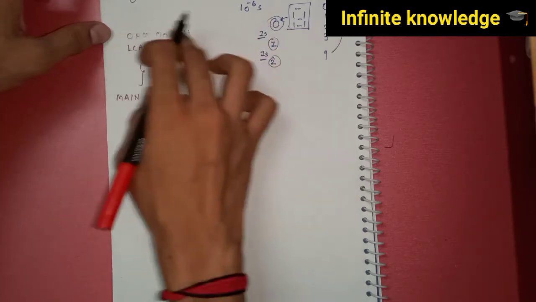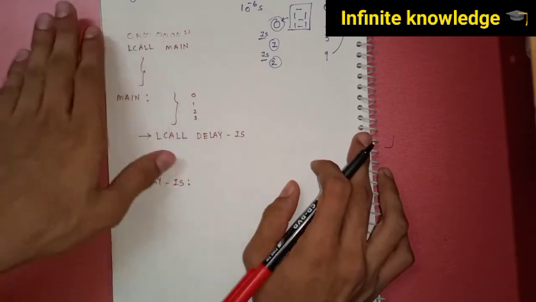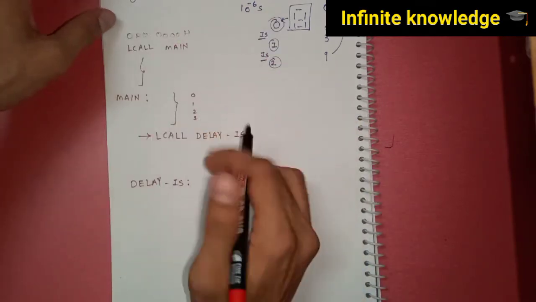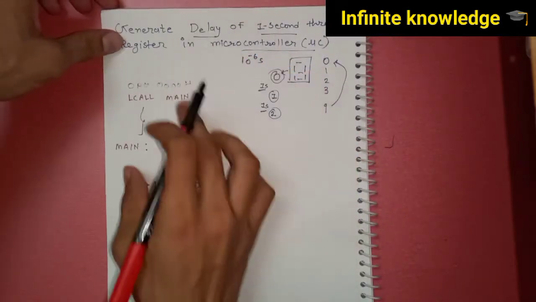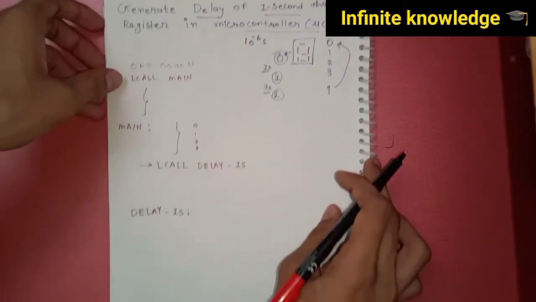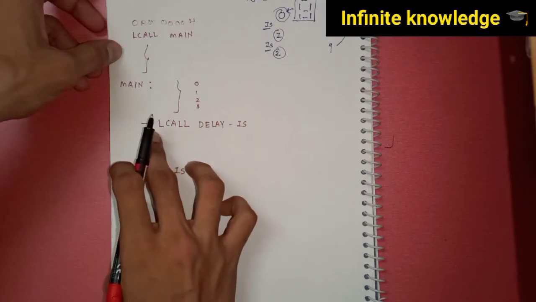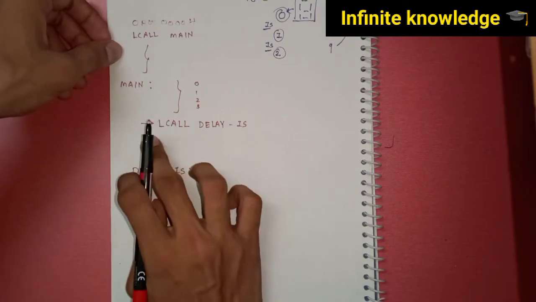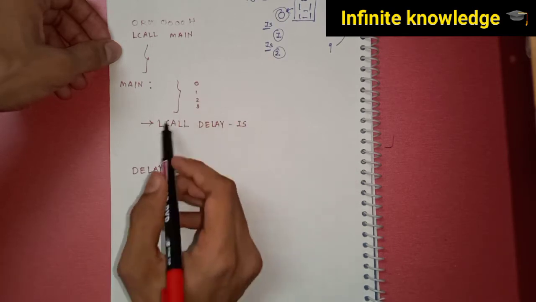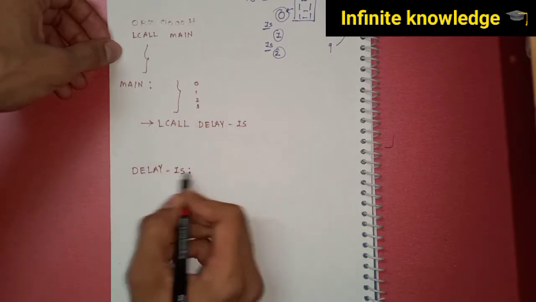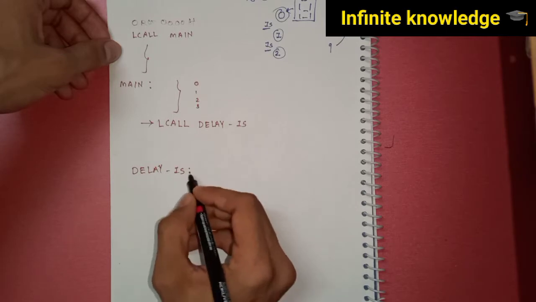Here you are able to write any program in which you want to get a 1 second delay, and that is this program. In the main program we just add this simple instruction, LCALL DELAY for 1 second, and this will call the delay for 1 second. So it will come here.